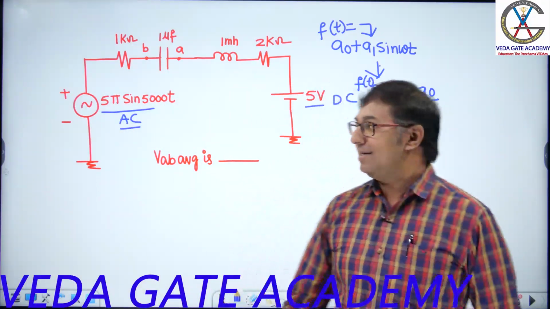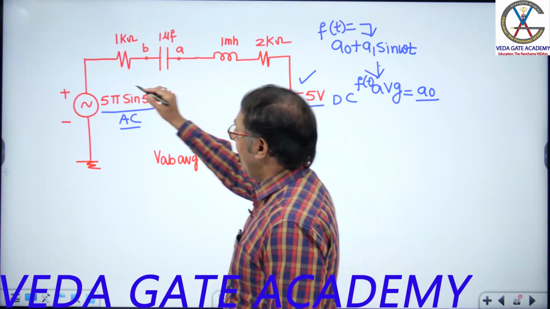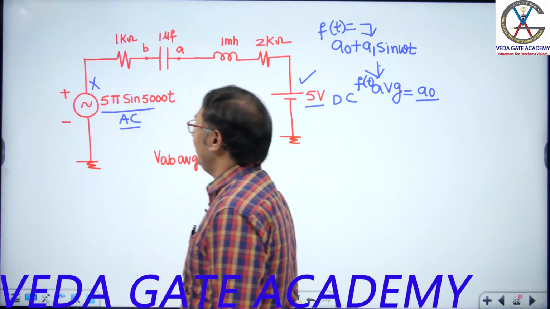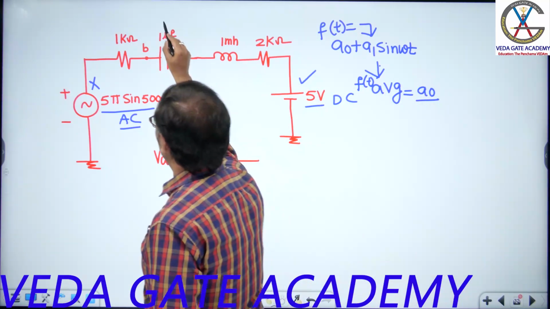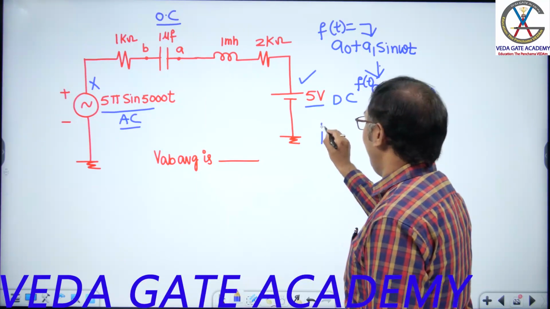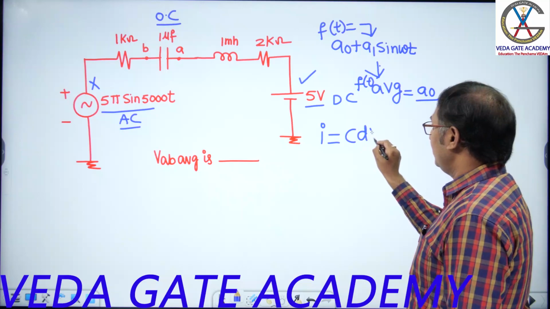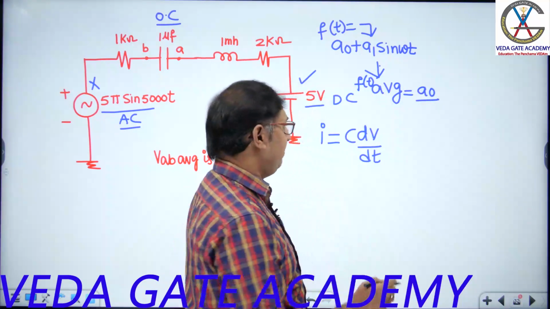Fine, dears? Tell me, for a DC supply, activate this and deactivate that. What is the average value? Replace the capacitor with what? Open circuit. Why replace it with an open circuit? I am telling this repeatedly: I equals C dV by dt, meaning here the voltage is constant with respect to time.